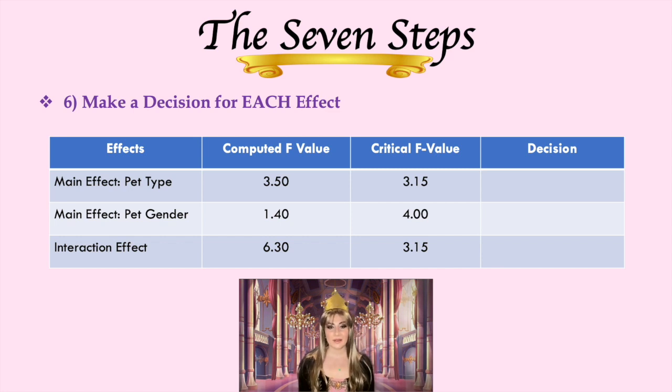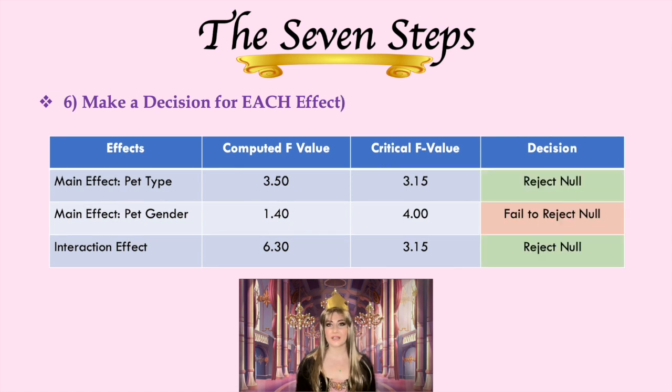And the last comparison we have is our interaction effect. Our computed F value is 6.30, which is definitely larger than our critical F value of 3.15. So we're going to reject the null there as well. If we reject the null, once again, that means that we are concluding that there are differences or that the interaction effect does change the owner's level of happiness.